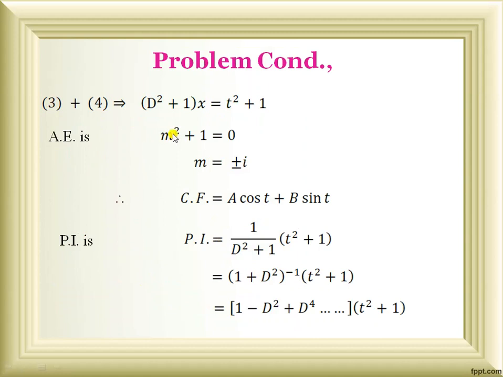So after adding 3 and 4, I get D square plus 1 into x is equal to t square plus 1. This looks like an ordinary differential equation with constant coefficients. Now I can proceed as per the usual procedure. I am finding the complementary function as well as the particular integral, because the right hand side is some function, so we need to find the P.I. also.